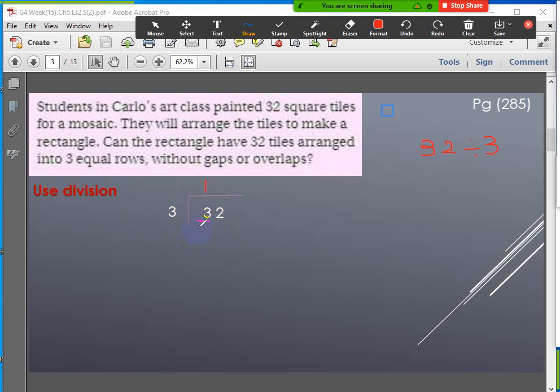Now 1 multiplied by 3 equals 3. I will put the 3 under this 3. Then I have to subtract as we learned. 3 minus 3 equals 0.